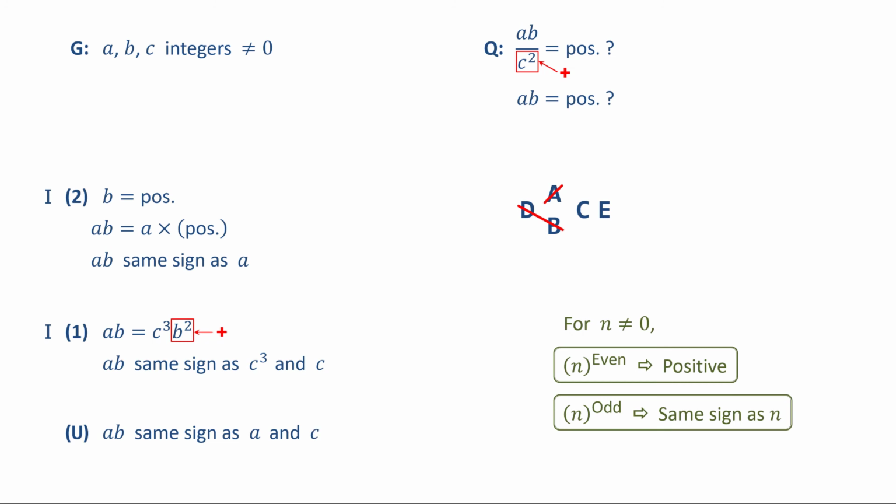But what do we know about these guys A and C? The givens only tell us that they are non-zero integers. So it's possible that they are positive, which would mean that AB is positive. But it's also possible that they are negative, which would mean that AB is negative. So to the question, is AB positive, we can only answer, maybe. Thus, statement U is insufficient.